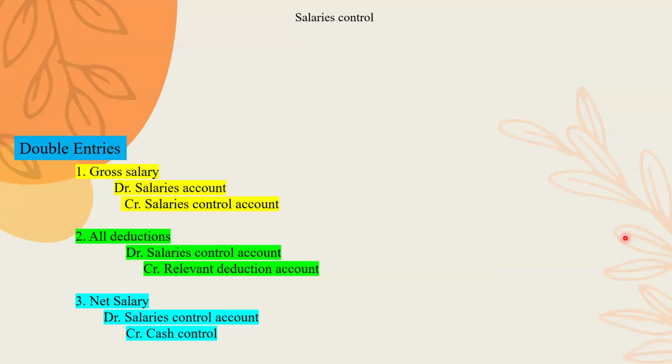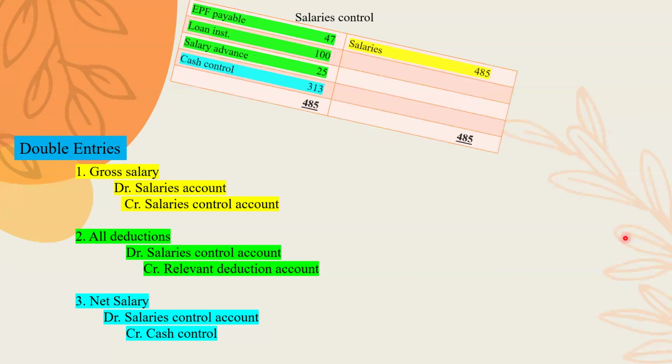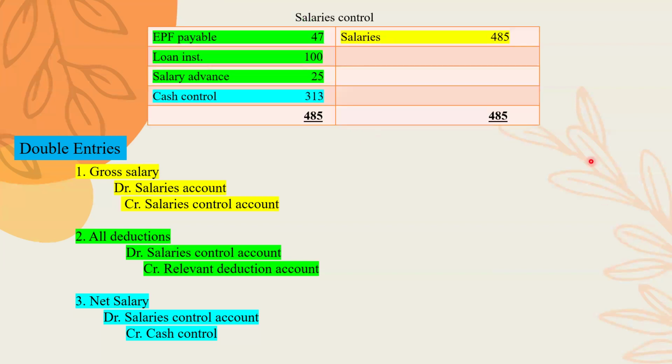So when you enter these entries only in the salary control, it will be like this. So here I have highlighted with yellow, that is a double entry here. Salaries control account is credit with the gross salary amount, which is 485. All deductions, in this question, there are 3 deductions. So the salary control account is debit. When you are entering, write it down separately. EPF payable, which is the employee deduction, 47, loan installment 100, salary advance 25.